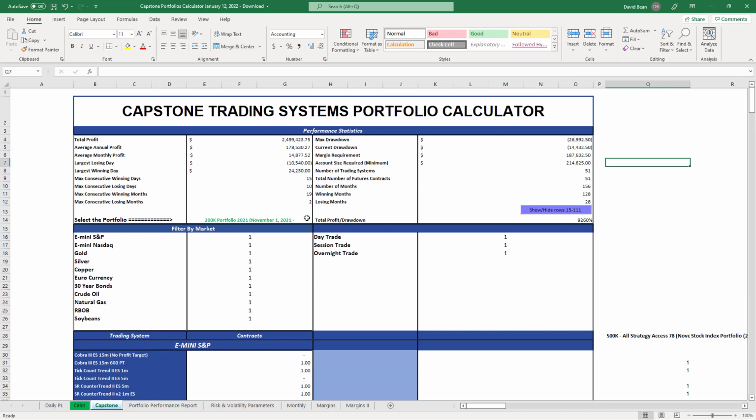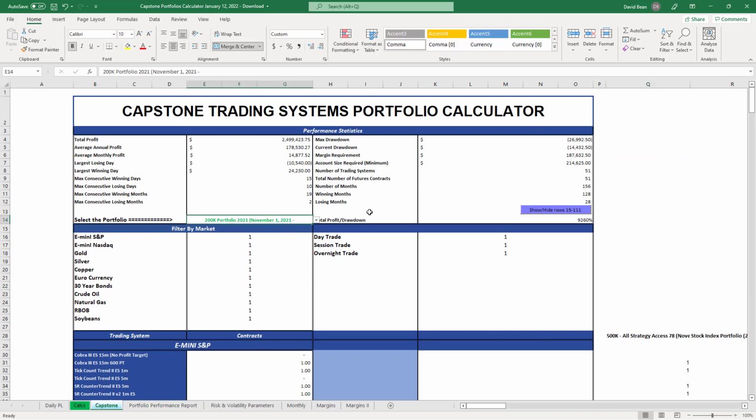That's what I want to share with you today, the latest results of the portfolio calculator. You can take a look at that as well. Like I said, 200K is in a drawdown, but around break even on the year. 50K portfolio is in a drawdown at 6,500. That's a good entry point to start or add contracts.